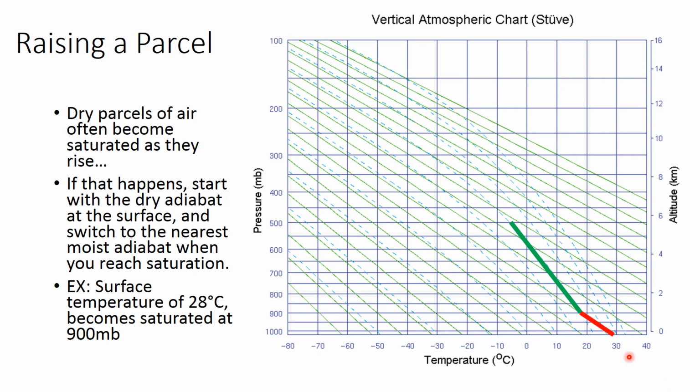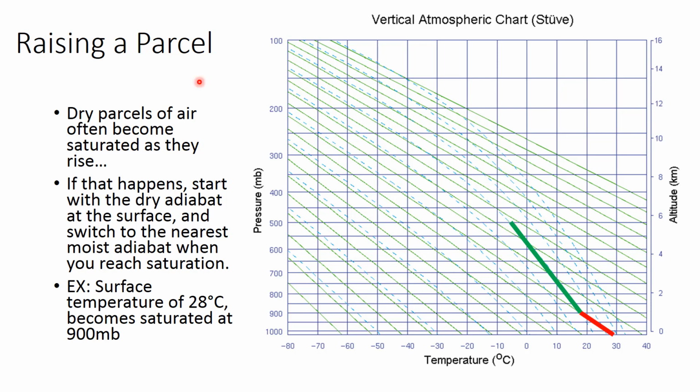So suppose you have a parcel of air that's dry at the surface, and it has a temperature of 28 degrees Celsius. You would follow up the dry adiabat from the surface, 28 degrees, until the height where it becomes saturated. And here I say, okay, it becomes saturated at 900 millibars. And then all I would do is follow it up until I reach my desired height. In this case, let's say my desired height is 500 millibars. So I would just follow it up until I reach 500 millibars.